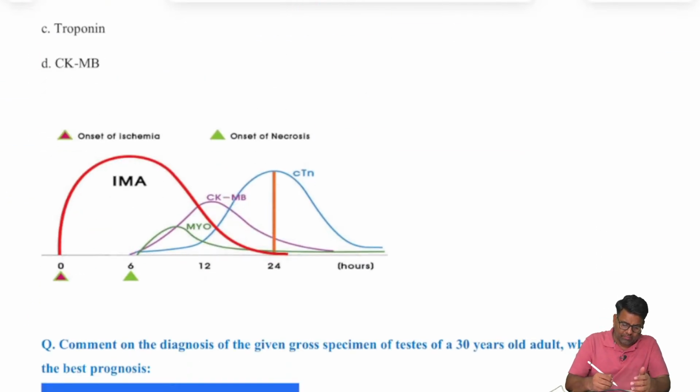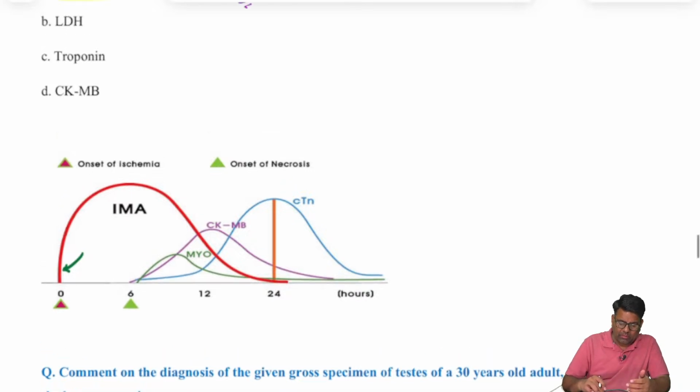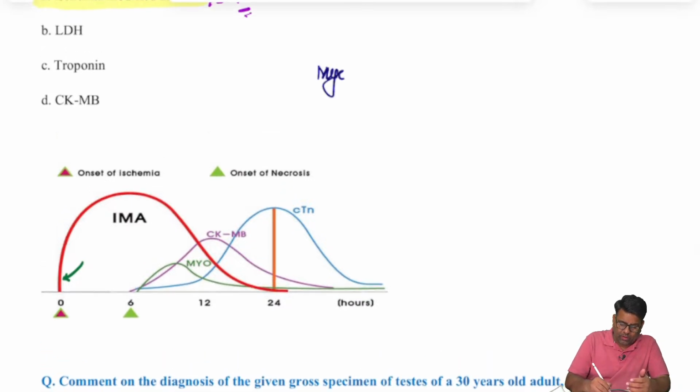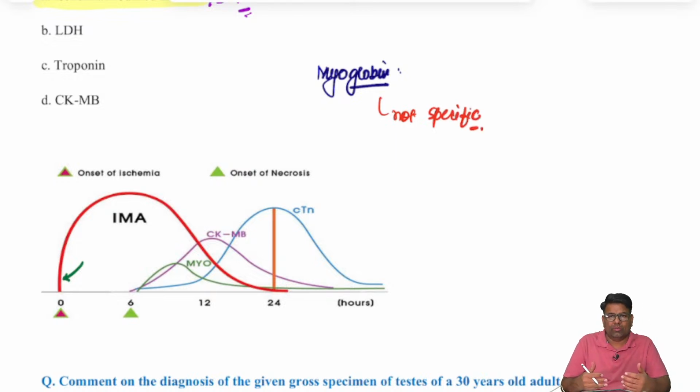So you can see here ischemia modified albumin is elevated far before any other marker. And after IMA, the next one is myoglobin. But again, myoglobin is one of the earliest markers to rise, but it is not specific for MI. So if it is raised, you cannot say the person is having myocardial infarction. So it is not specific. Okay.